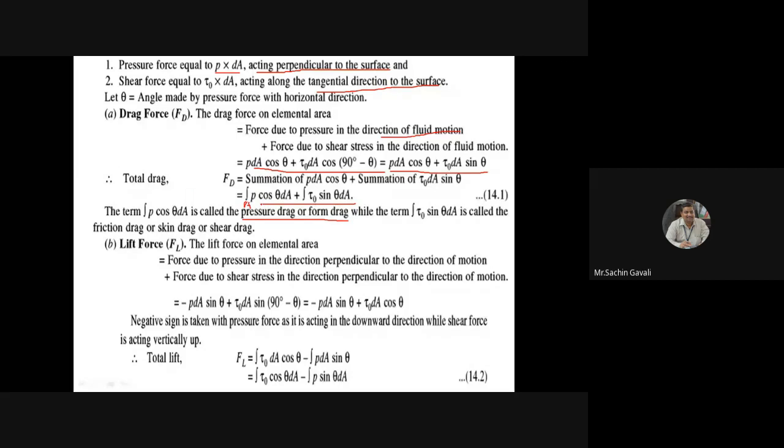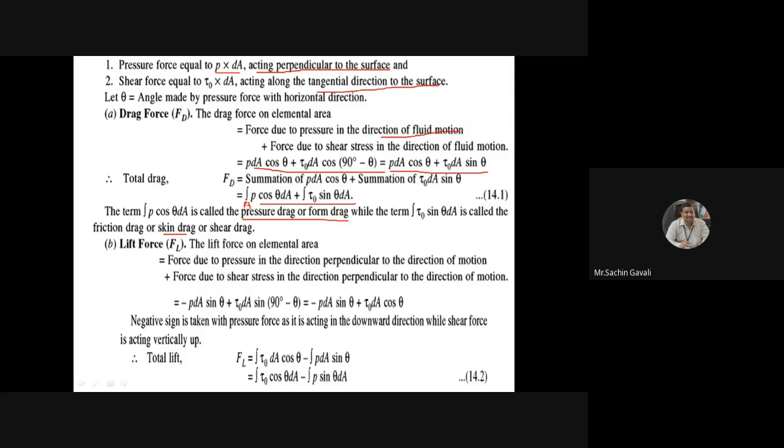So the component of the drag force which is due to pressure is called pressure drag or form drag. While the drag component which is due to shear force is called shear drag or friction drag, because it is due to friction, or skin drag because it is on the skin. So the component of drag force due to pressure is pressure drag or form drag, and the component due to shear force is shear drag or skin drag or friction drag.